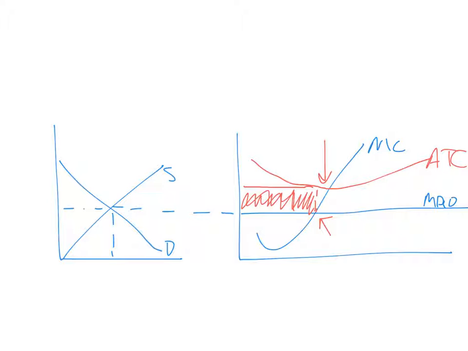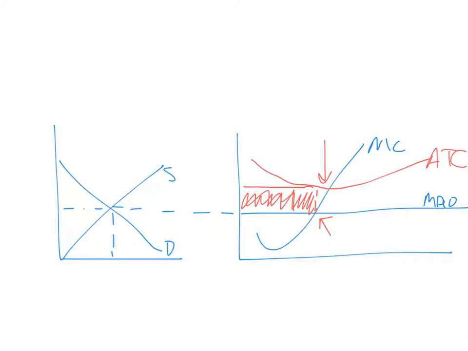Their total revenue is this box right here. But since it costs them this much to produce it, they're going to lose this much. So their total cost is actually this area, but you subtract their total revenue off, which leaves you with just the area shaded in by red.